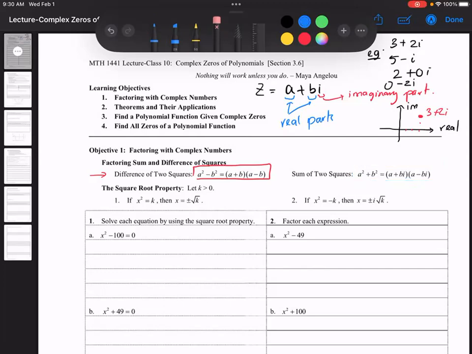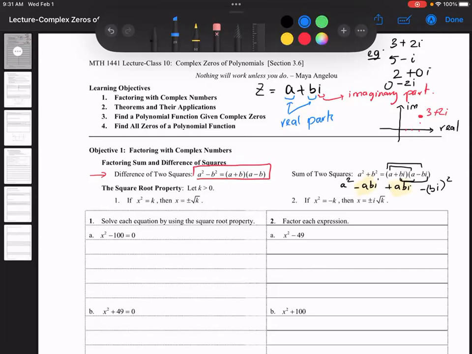And we can check why this is true. You can check by the formula. So a times a is a squared. Don't write this down. A times negative bi is negative abi. Bi times a is the same thing, abi. And last, bi times negative bi is negative b i squared. The middle terms cancel, yes?